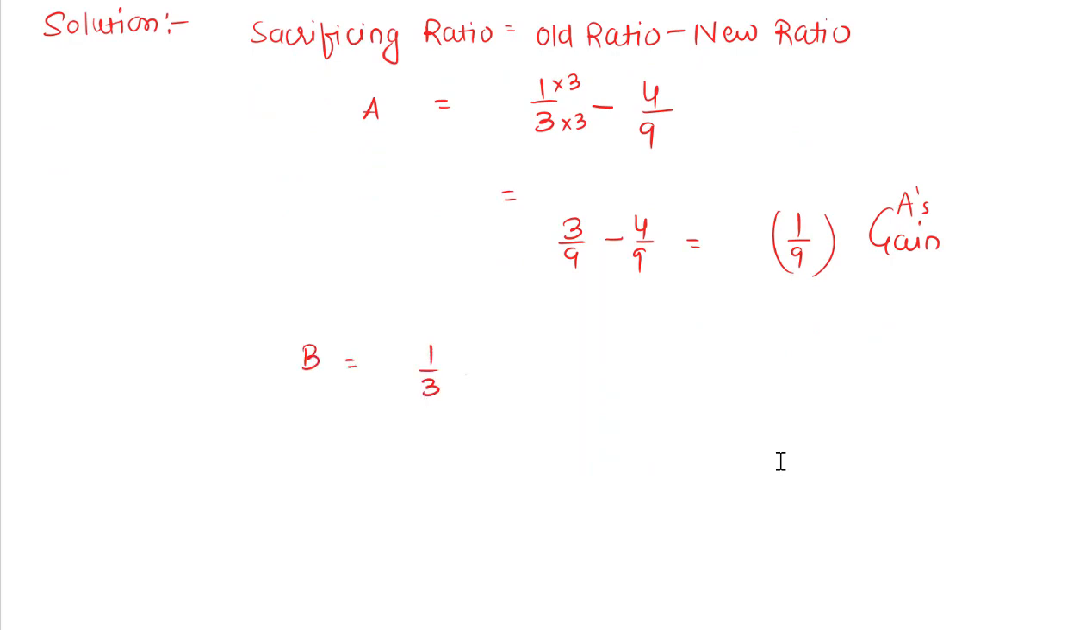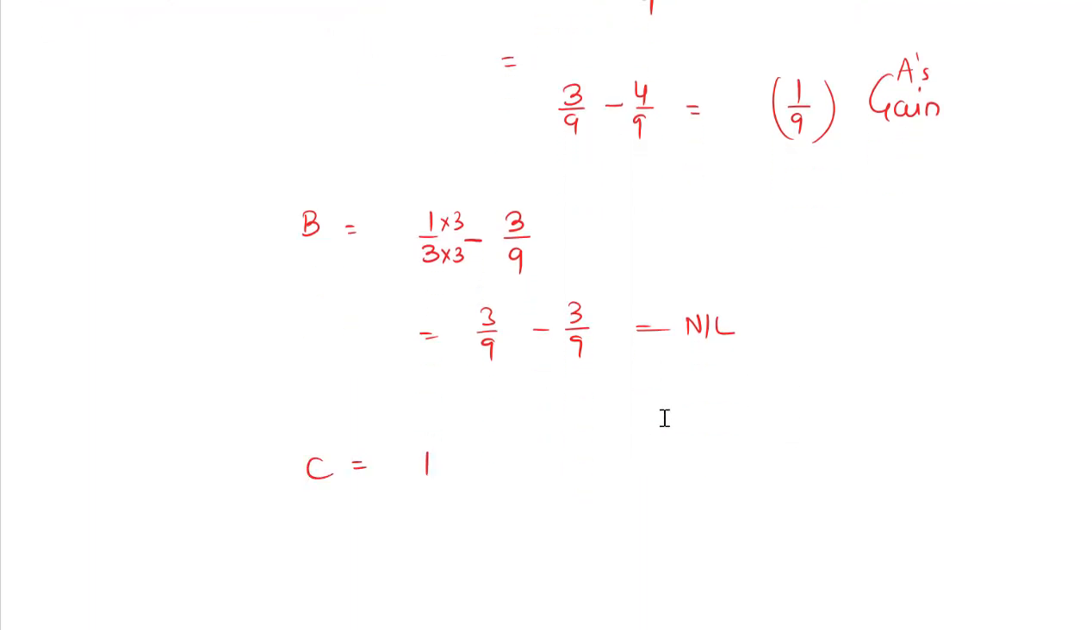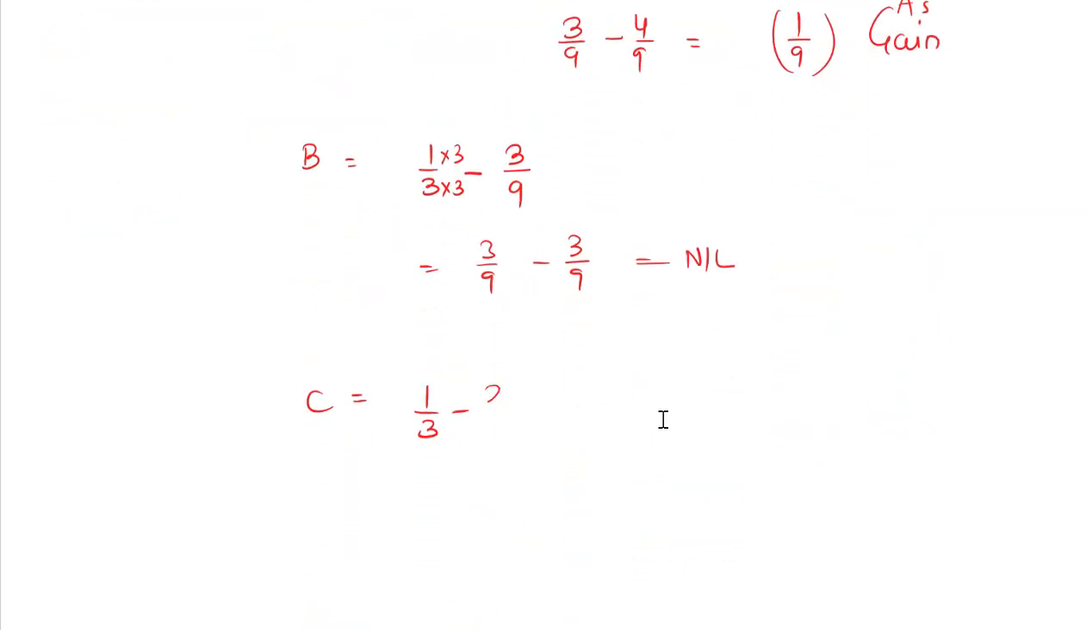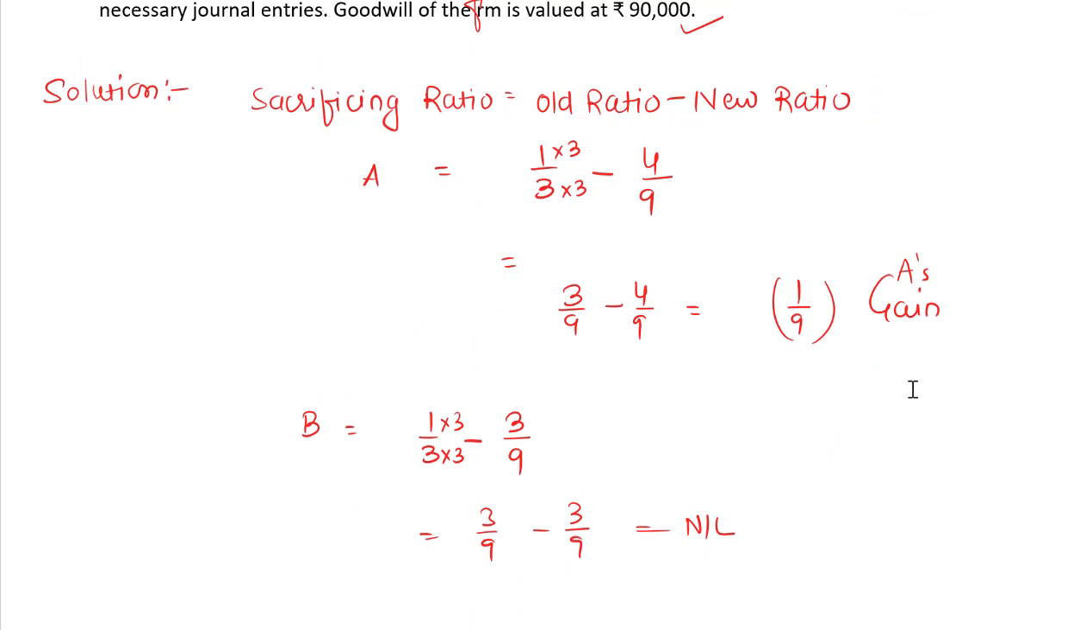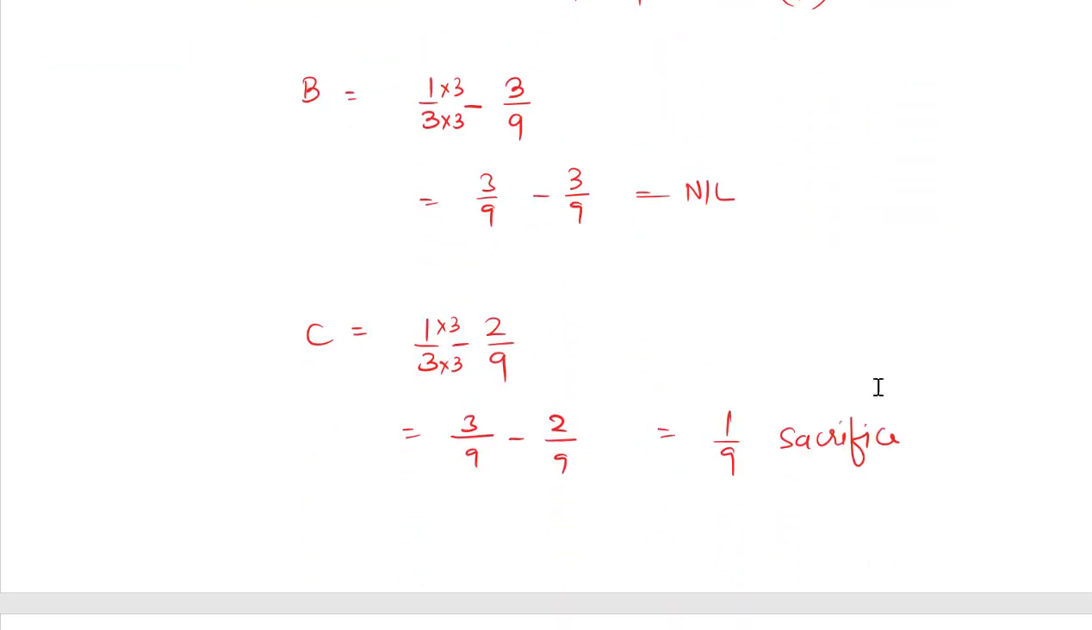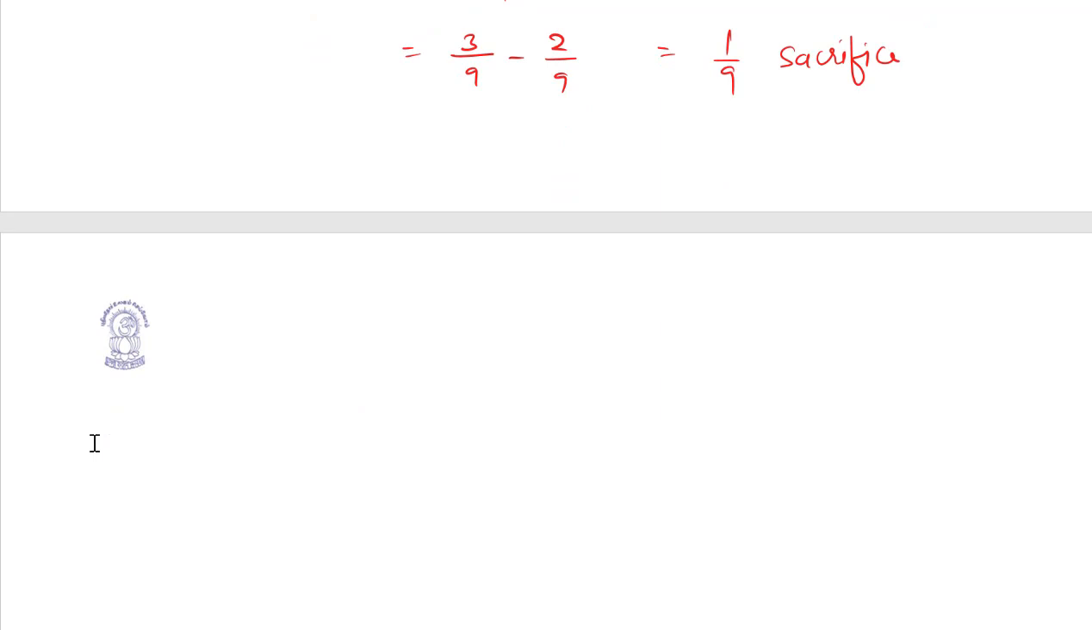In case of B, 1 by 3 minus 3 by 9. So this is 3 by 9 minus 3 by 9, nil. In case of C, 1 by 3 minus 2 by 9, multiplied by 3, this is 3 by 9 minus 2 by 9 equals 1 by 9. This is sacrifice. C is a sacrificing partner and A is a gaining partner. The goodwill is 90,000.